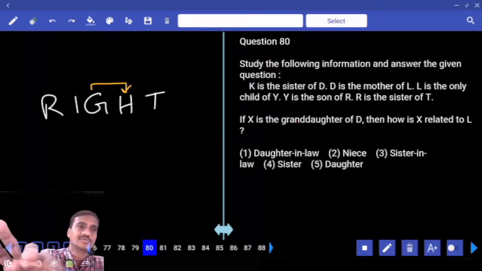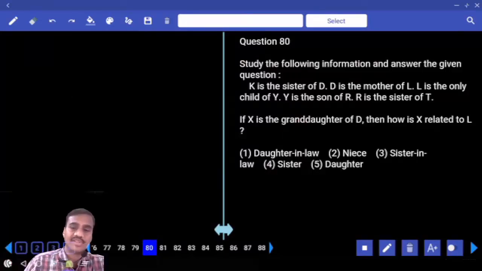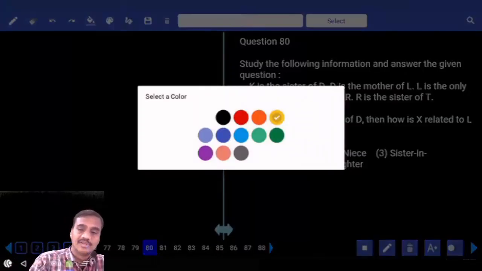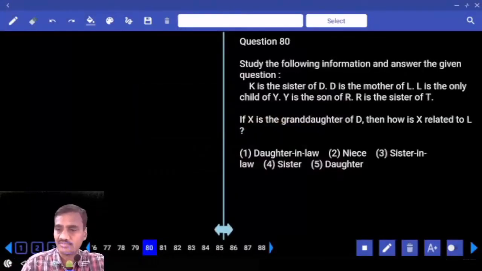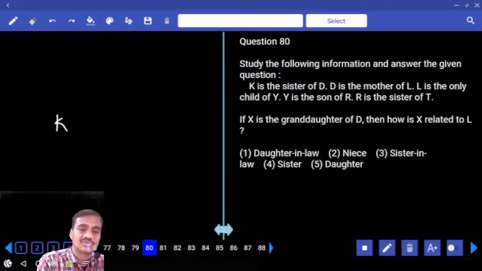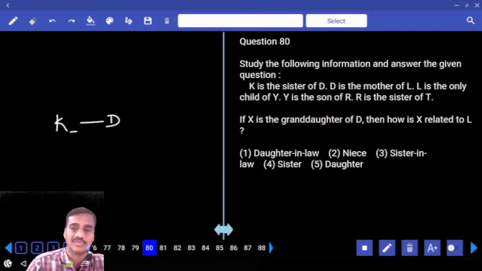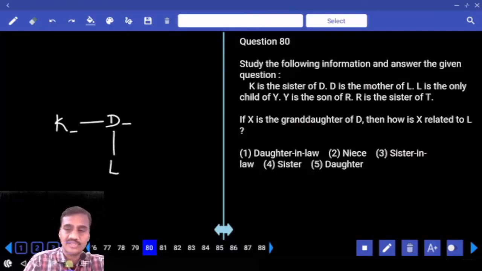From 80 onwards, this question is based on blood relation. 3 questions are based on this one, and there were only 3 statements. K is the sister of D. D is the mother of L. D, a female, is the mother of L.